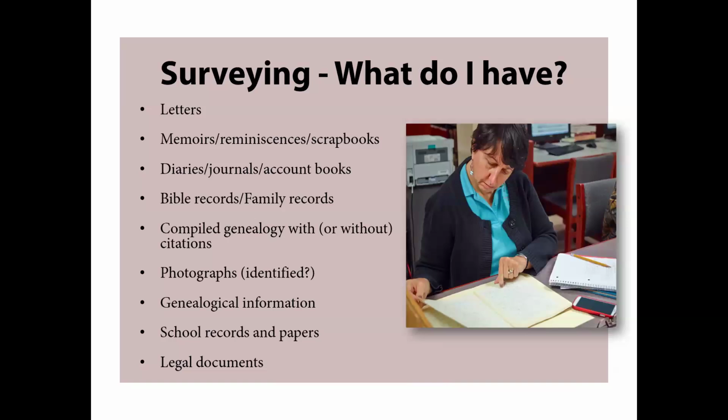So when we do the survey, what do you have? These are some of the different types of materials you may have inherited. You may have personal family letters, scrapbooks, diaries, account books, Bible records, compiled genealogies that may or may not have citations, photographs, hopefully some of them identified at least, some genealogical information, school records, papers, and maybe even legal documents, wills, deeds, etc.